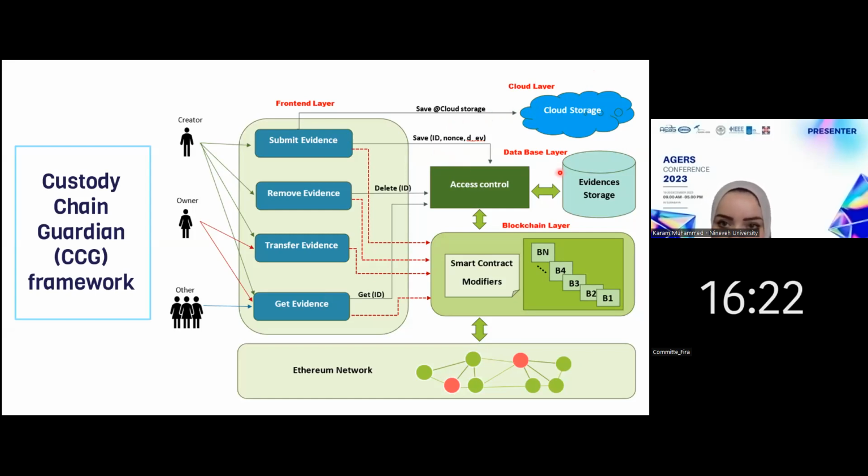The third layer is the database layer, which is the primary repository for storing original digital evidence. It also assigns unique identifiers, IDs, using cryptographic hash, and implements strict access control for authorized entities. The fourth layer is the blockchain layer, which introduces immutability and transparency of the chain of custody. It also uses a permissioned and private blockchain for access control and smart contracts for evidence transactions, like creation, transfer, removal, and retrieval.